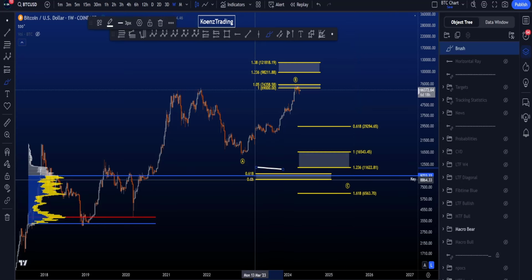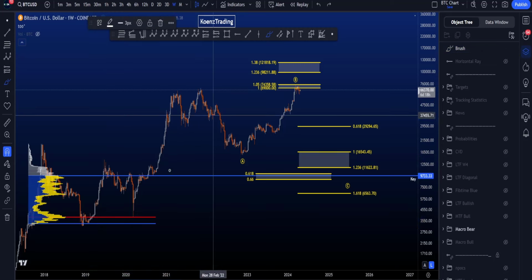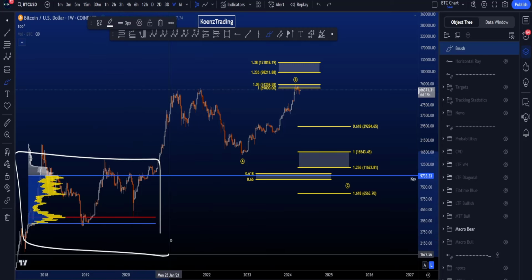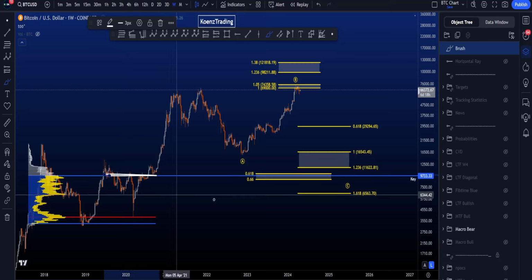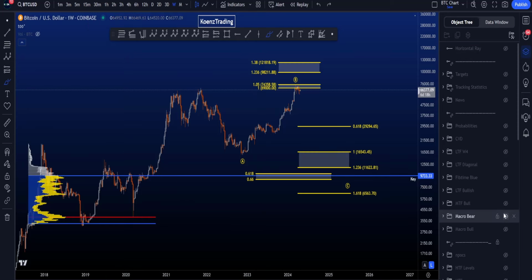The best support is between 10 and 9k. We have the golden pocket from the low to the high, as well as the multi-year volume profile with the value area high in the middle of the golden pocket.